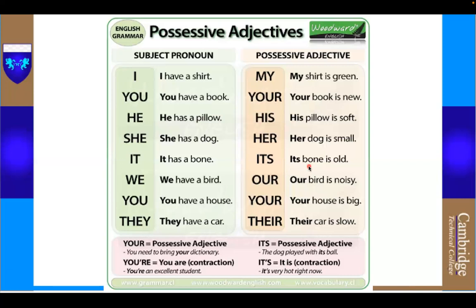Its bone is old. Bone. What do you mean by bone? I don't know. Who knows what a bone means? Bone. Bone means العظام. This one is talking about the dog. Bone. Bone is العظم. Yes. Bone.